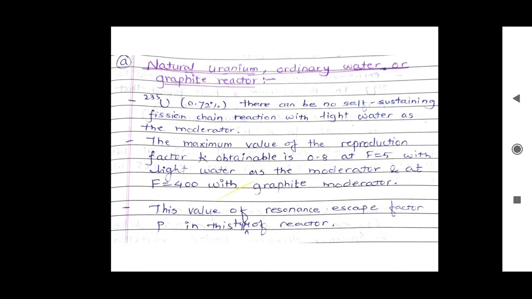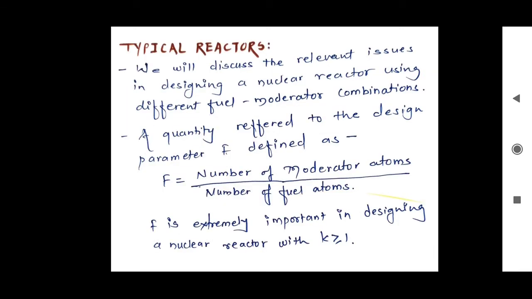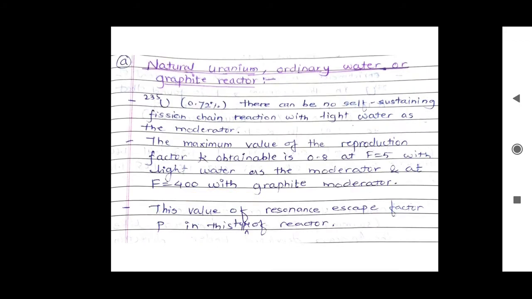Now we will see the first type here: the natural uranium, ordinary water, or graphite reactor. As we have seen with typical reactors, when we want to prepare or design any kind of nuclear reactor, we have to keep in mind the fuel material and the moderator combination. So depending on that, the first reactor is natural uranium, ordinary water, or graphite. Here natural uranium is the fuel, and the ordinary water or the graphite are the moderator materials.